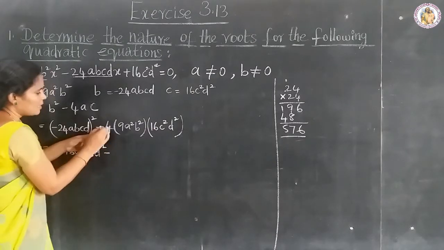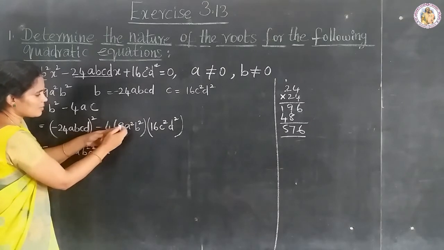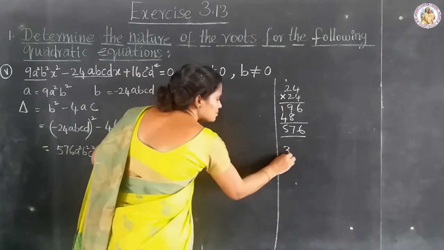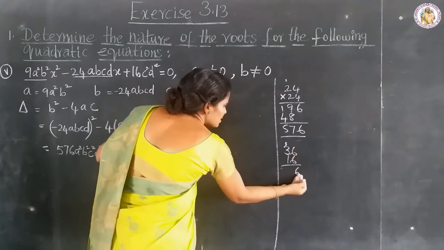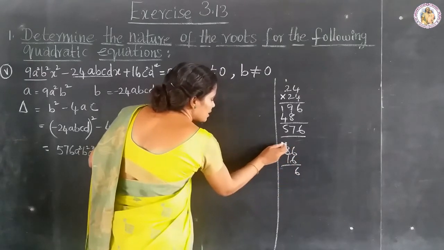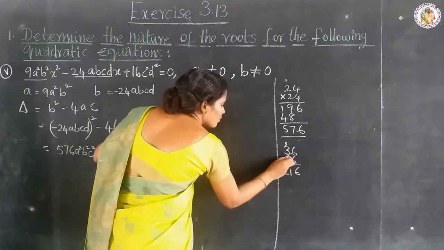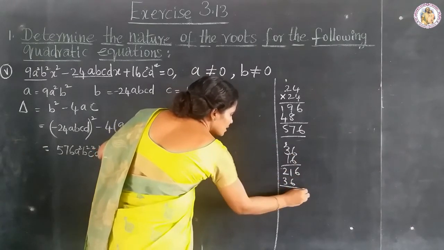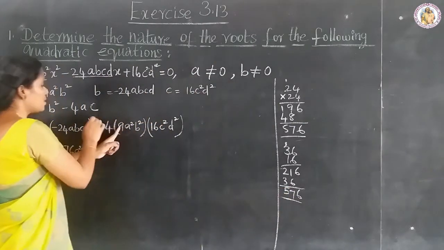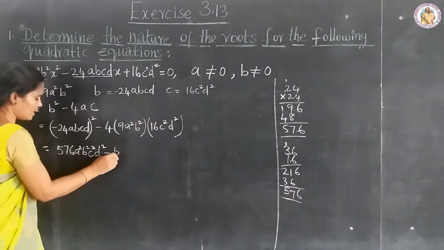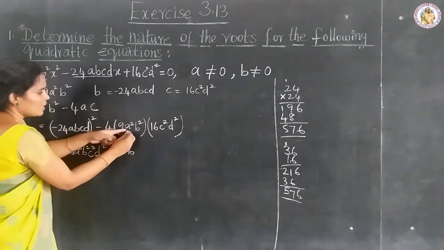And here 9 4s are 36. 36 into 16. 6 6s are 36, remaining 3. 6 3s are 18, 18 plus 3, 21. 1 6 is 6, 1 3 is 3. 576. So plus into minus, minus 576 a square.